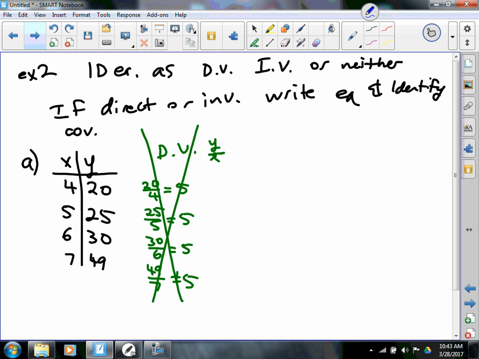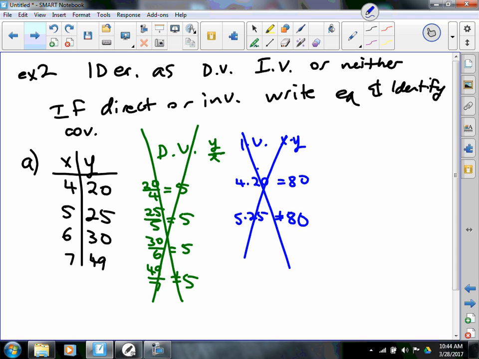Now to test to see if this is an inverse variation, what's the test there? We find the product. We say x times y. So 4 multiplied by 20 would be 80. Okay. We might not have to go that far. 5 times 25, 125, or not 80. That's it. We're done. So what's our answer here? Neither. So this one's neither.